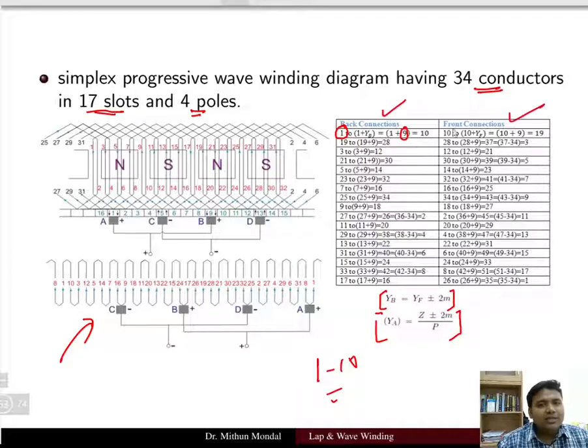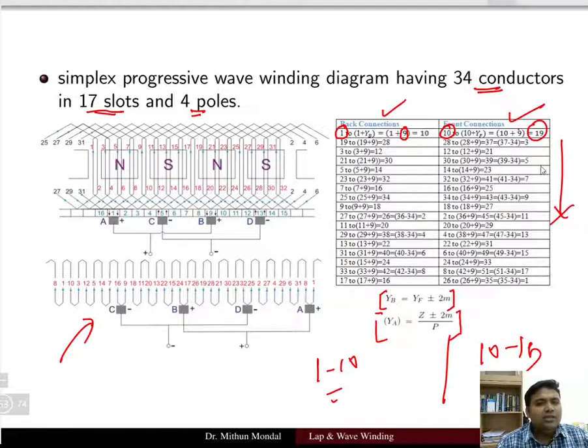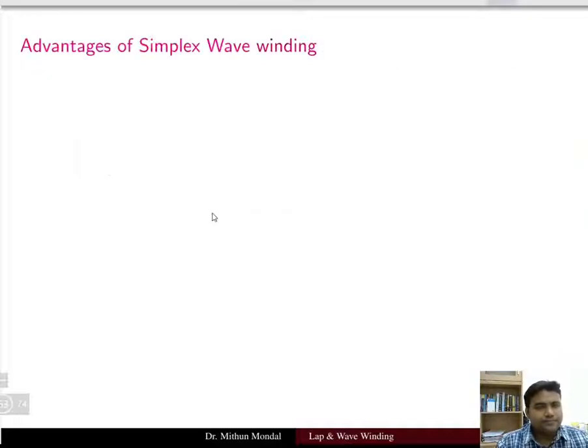Similarly, in the front connection, if you move, then it will start from 10. Then the front pitch is 9, so it will end with 19, 10 to 19. So if we know the front pitch and the back pitch, we basically can do the connections with the commutator segments to bring out the winding in the form of lap connection or wave connection.